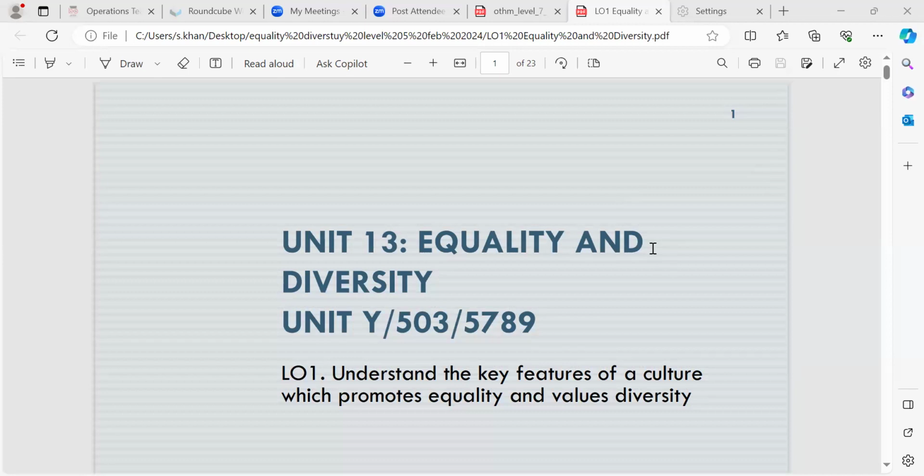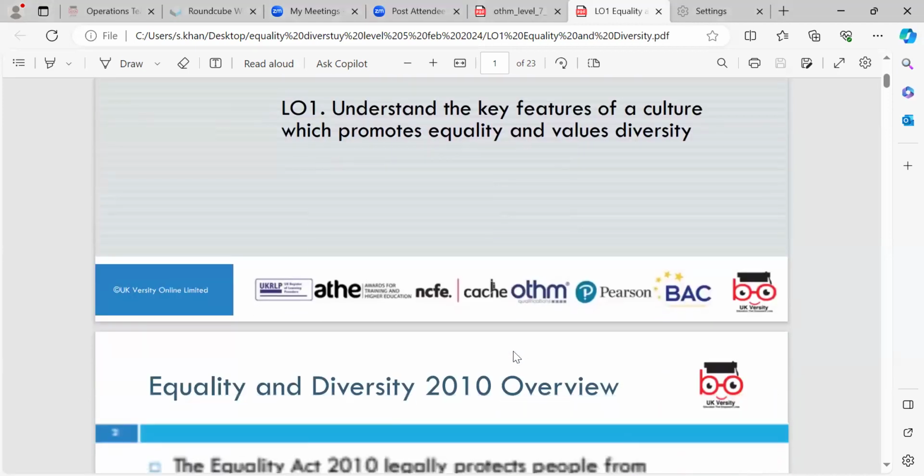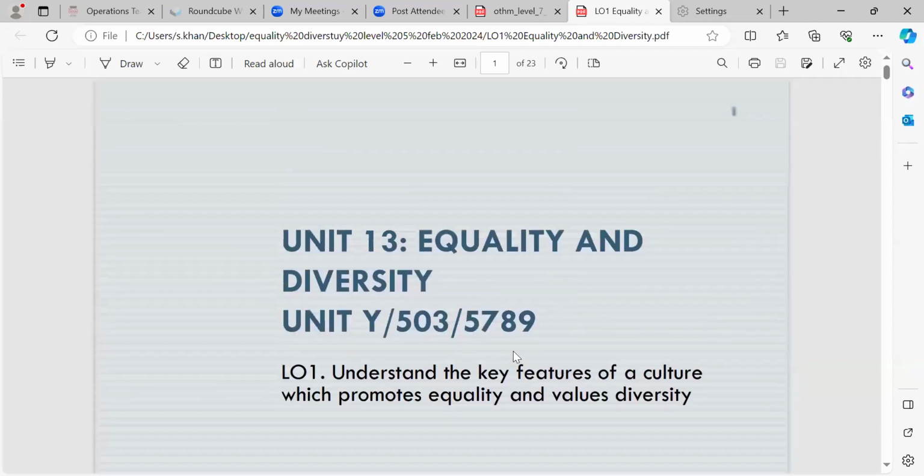Today we'll be doing Learning Outcome 1, which is to understand the key features of a culture which promotes equality and diversity. And when we talk about equality and diversity, what is the first thing that comes to mind? Treating people the same. Yeah. Equality Act 2010.